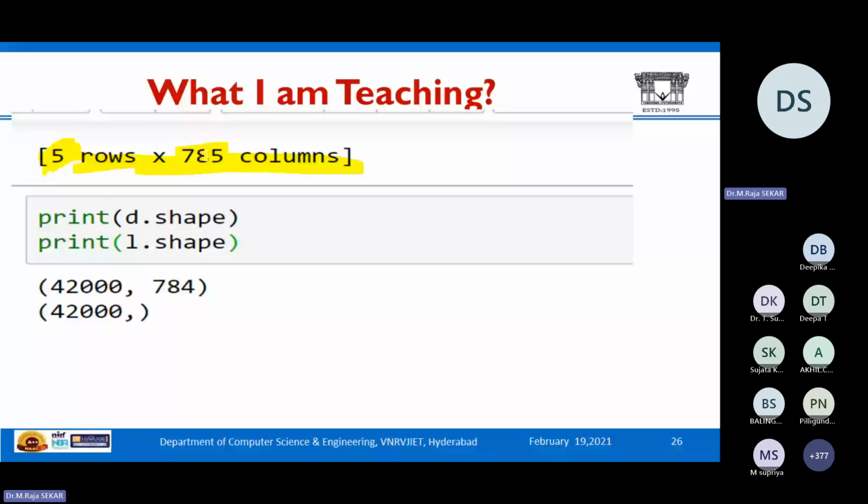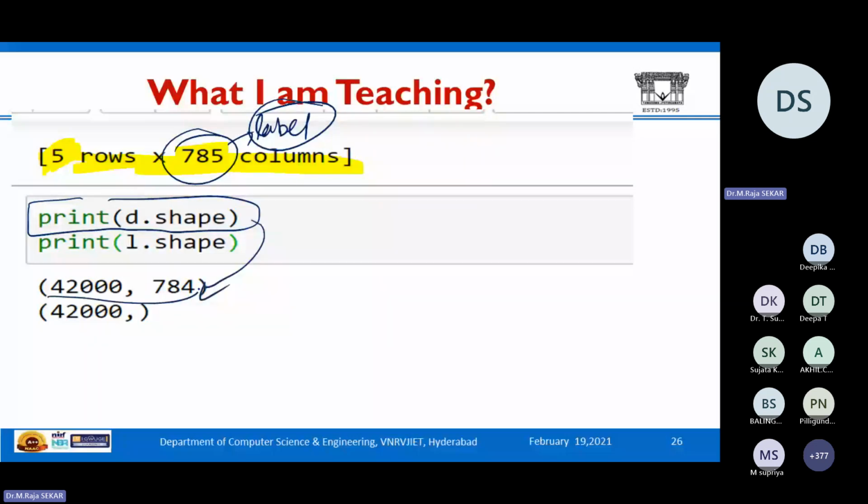28 by 28, 784 only. Why are you getting an extra column? The extra column is the label column, isn't it? That's why I dropped the label. Now I'm printing d.shape. Everyone knows what the shape command is in Python. What does it say? 42,000, 784.